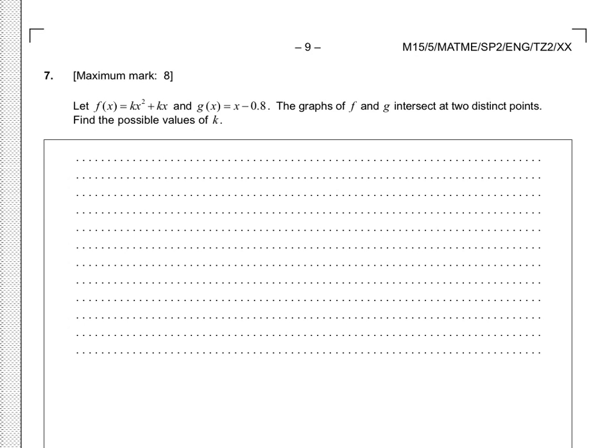This is May 2015, Paper 2, Time Zone 2, question number 7. It's a question about where graphs cross. We've got the graph of f of x, which is a quadratic, and the graph of g of x, which is linear. Now, the easiest way to do this is not to think about the graphs, but to think about the equations.